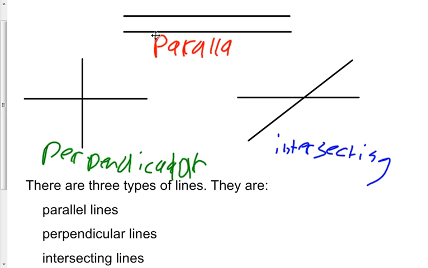Can you explain why each one is labeled that way, Jordan? They're labeled because parallel means they don't touch. Perpendicular means they make a right angle, and intersecting means they make obtuse or acute angles. And the parallels are going to be labeled red, perpendicular is green, and intersecting is blue.